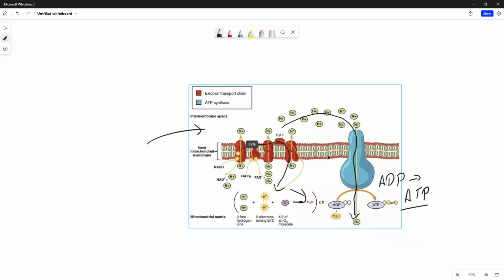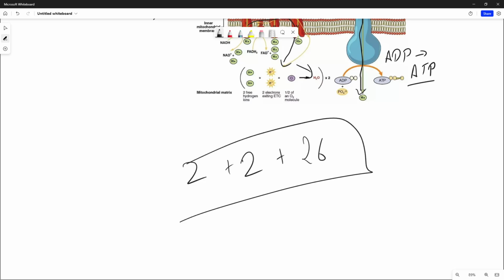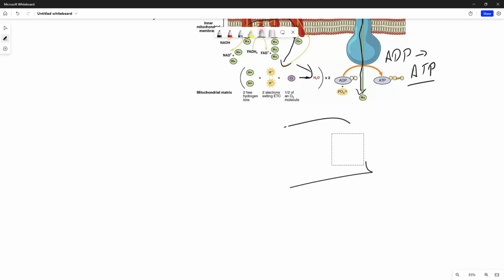Just for reference, in the previous steps we had two in glycolysis and two in the Krebs cycle. So guess how many ATPs are produced here? It's a lot. Once again, I'll tell you. It's approximately 26, because when we're talking about biological systems, we can't be certain of any number.